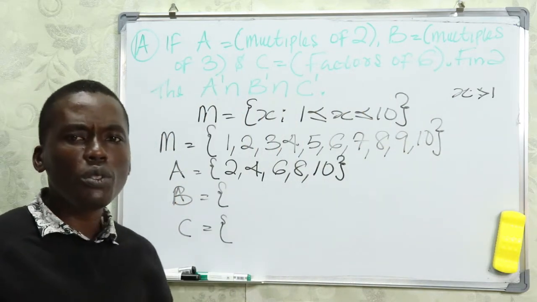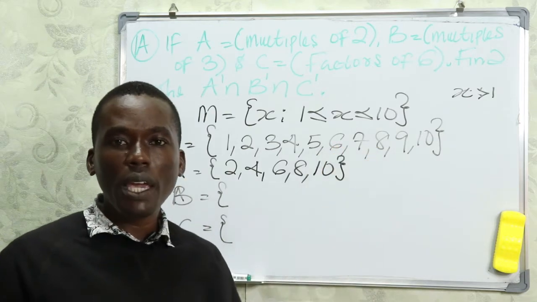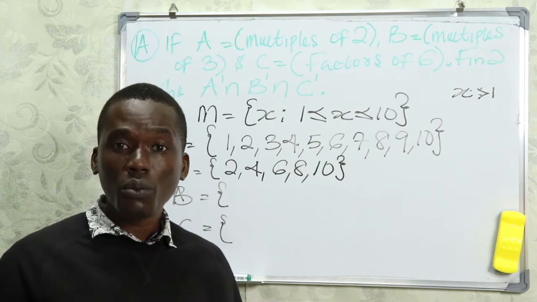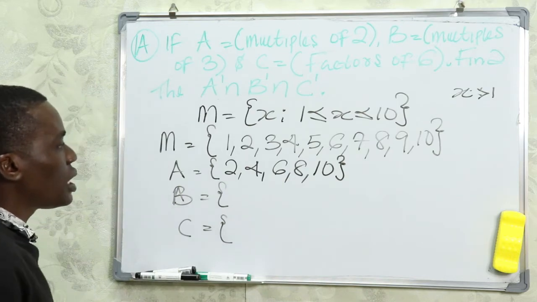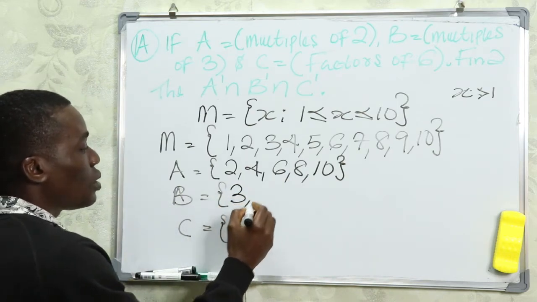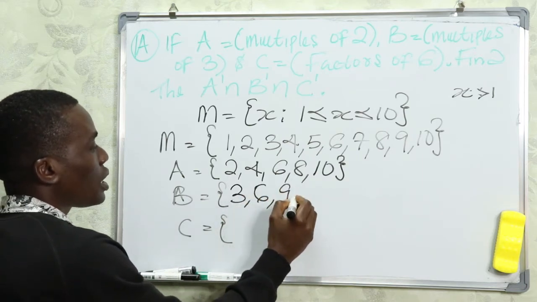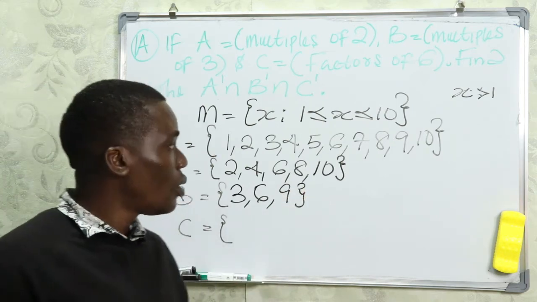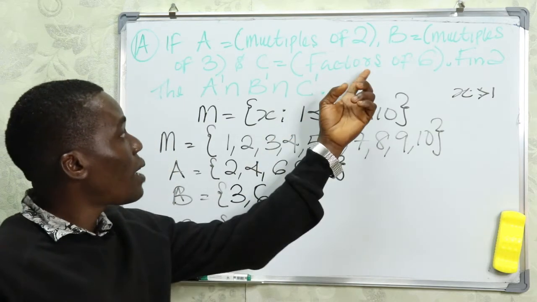Now the next thing we're going to look at is the multiples of 3 that are within the range of the main set. The multiples of 3 within the range of the main set are 3 times 1 is 3, 3 times 2 is 6, 3 times 3 is 9, and that is the final number.